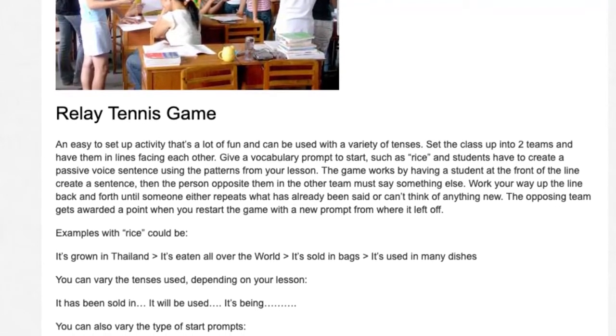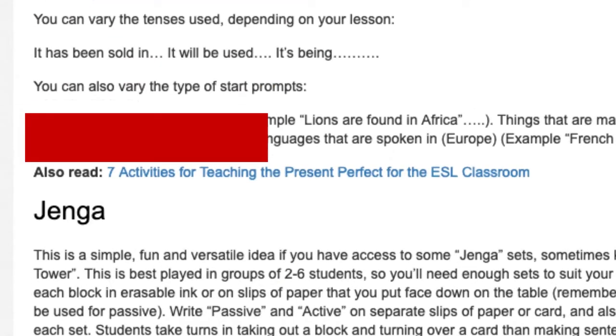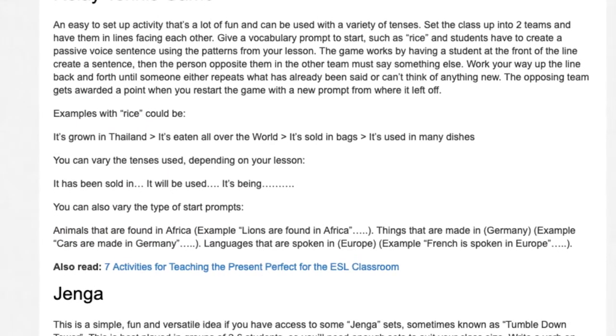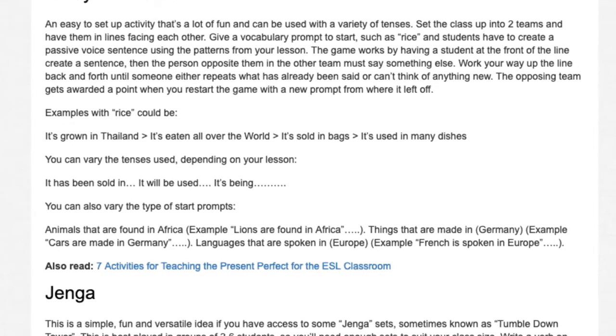Examples with rice could be: it's grown in Thailand, it's eaten all over the world, it's sold in bags, it's used in many dishes. You can vary the tenses used depending on your lesson. It has been sold in. It will be used. It's being.